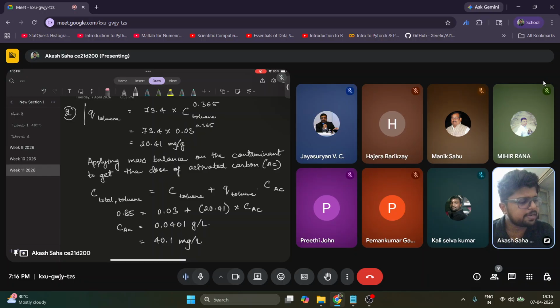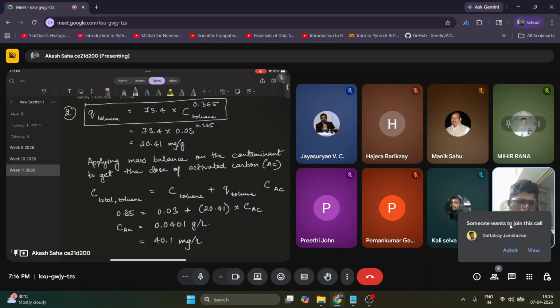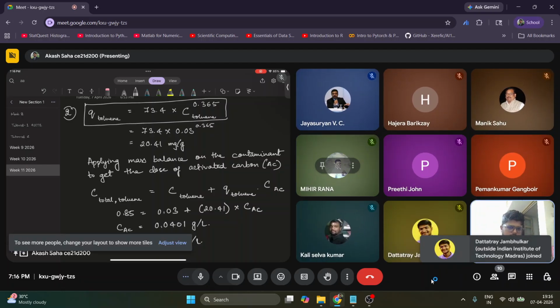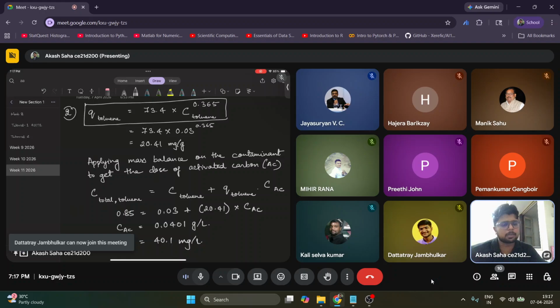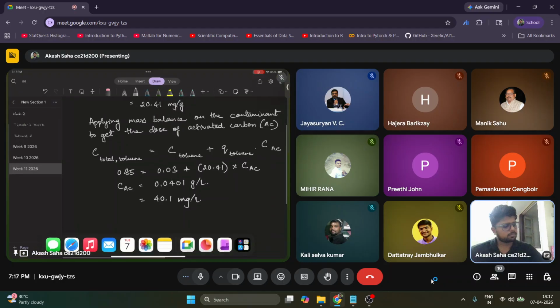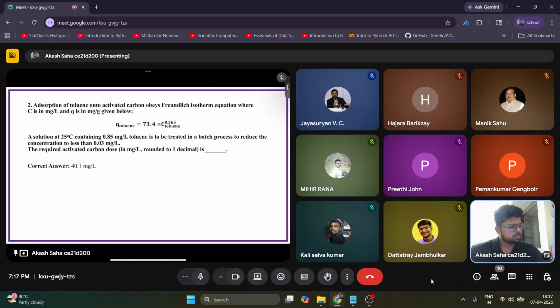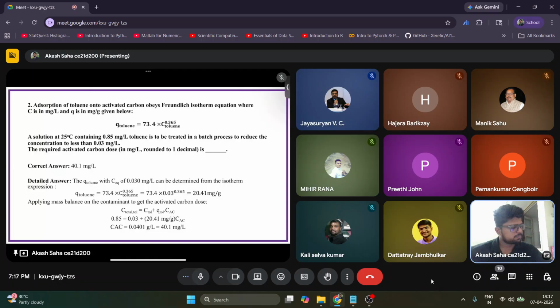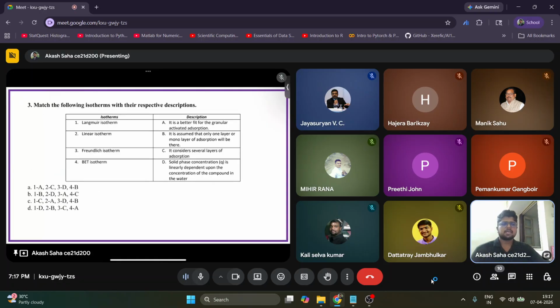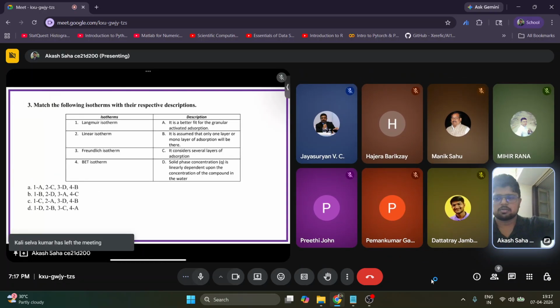So these are all empirically derived equations, so they can change. Based on our system properties, these values can change. So we have to come up with the equation when we do the designing. So 40.1 is the right answer. Next. I hope that was clear to all of you. If you have any doubts, please let me know.